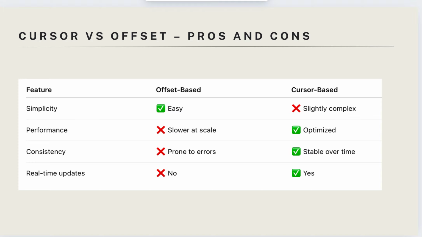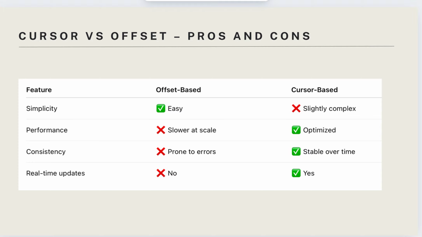Here's a direct comparison to clarify when to use which. Simplicity. Offset is easier to set up. Consistency. Cursor ensures stable results when data is updated mid-query. Performance. Cursor scales better with large datasets. Offset suffers at deep pagination levels.